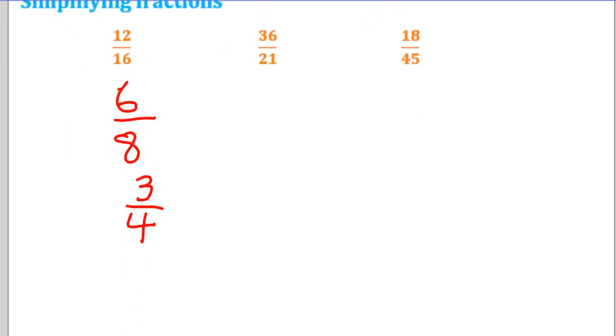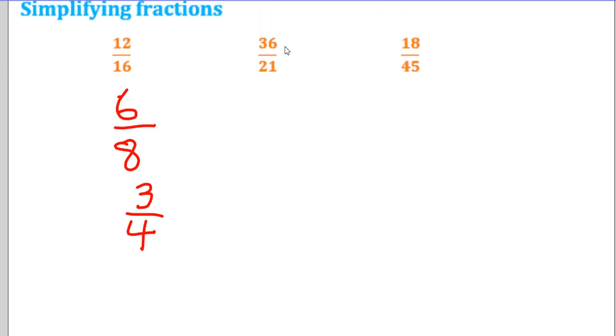Simplifying fractions. So next one along, we've got 36 over 21. So 36 and 21, they're not both even numbers, so don't bother dividing the numerator and denominator by 2. But what can they both be divided by? They can both be divided by 3, because 3 plus 6 is 9, that's a multiple of 3, and 2 plus 1 is 3, that's a multiple of 3. That's how you can test if it's divisible by 3.